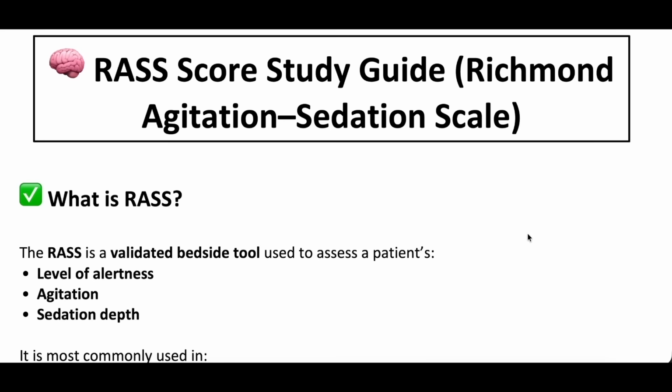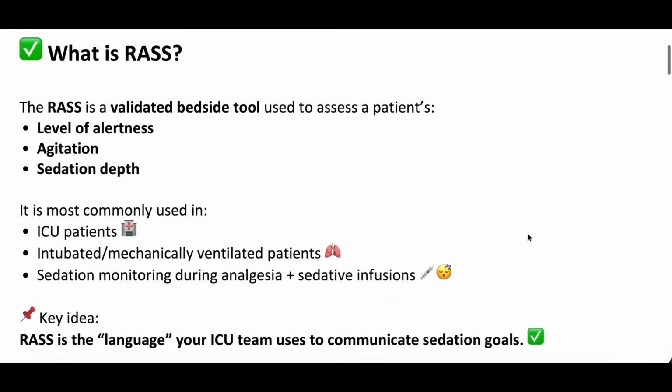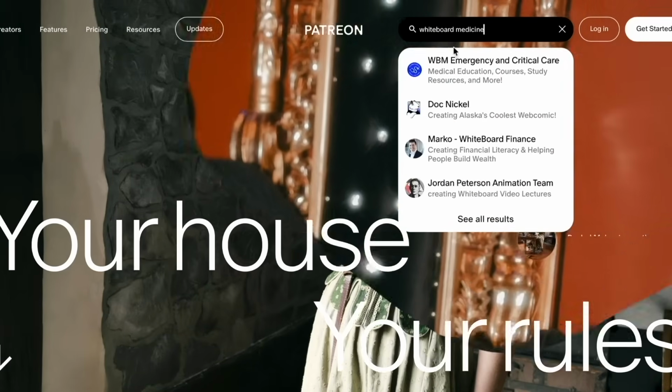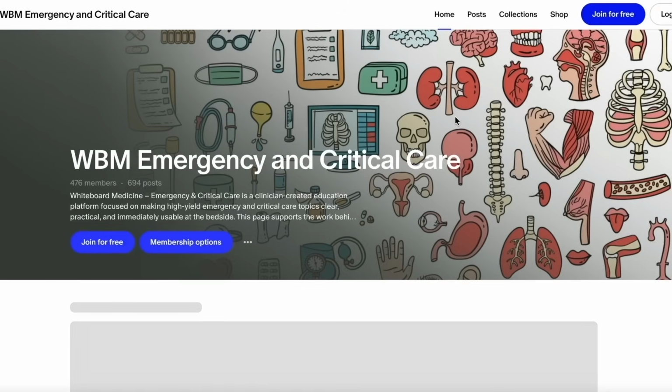Hopefully by the end of this you have a full grasp on what RASS is, how it's used, how it can benefit patients, how it's calculated, some of the tips and tricks, all that good stuff. So no further ado, let's dive in. What is RASS, Richmond Agitation-Sedation Scale?